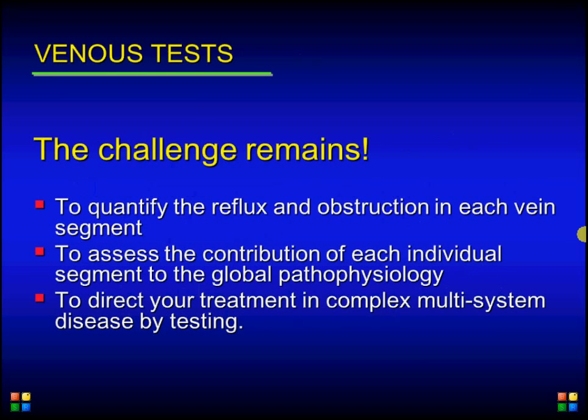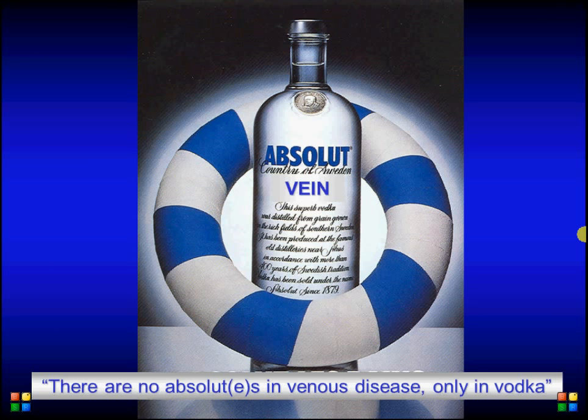So the challenge still remains. We cannot quantify reflux and obstruction in each vein segment. We cannot see how they contribute to the global pathophysiology, and we don't know how to direct the treatment in a complex situation in venous disease. So we end up with that there are no absolutes in venous disease, unfortunately only in vodka.